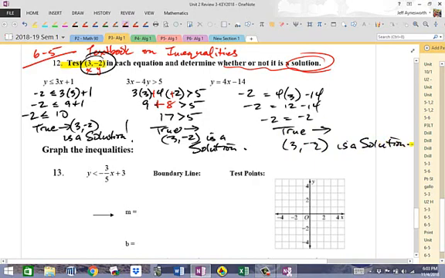Okay, so it just so happens that it's a solution to all of these. It's not always a solution, it just so happens to be coincidental this time. All right, you just substitute in the point and use your common sense. It's really that simple.